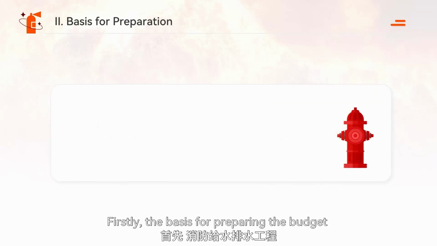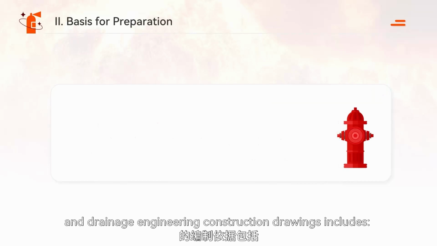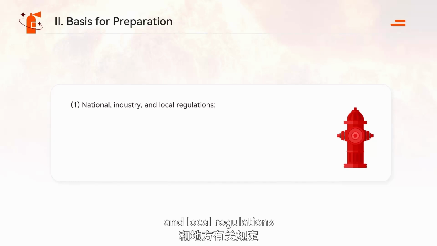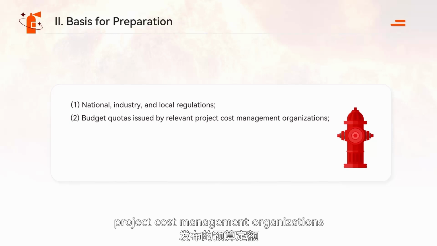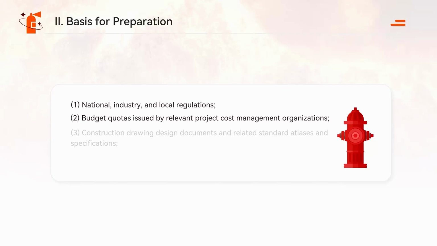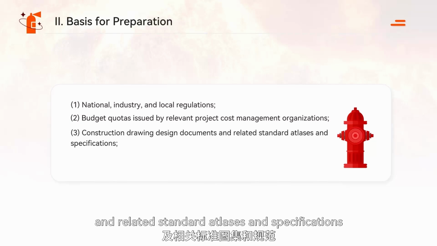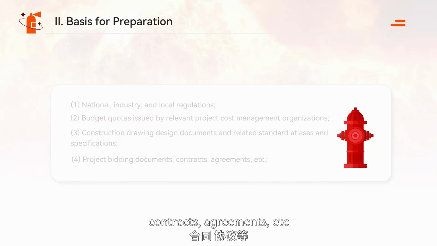Firstly, the basis for preparing the budget for fire protection water supply and drainage engineering construction drawings includes: 1. National, industry, and local regulations. 2. Budget quotas issued by relevant project cost management organizations. 3. Construction drawing design documents and related standard atlases and specifications. 4. Project bidding documents, contracts, agreements, etc.